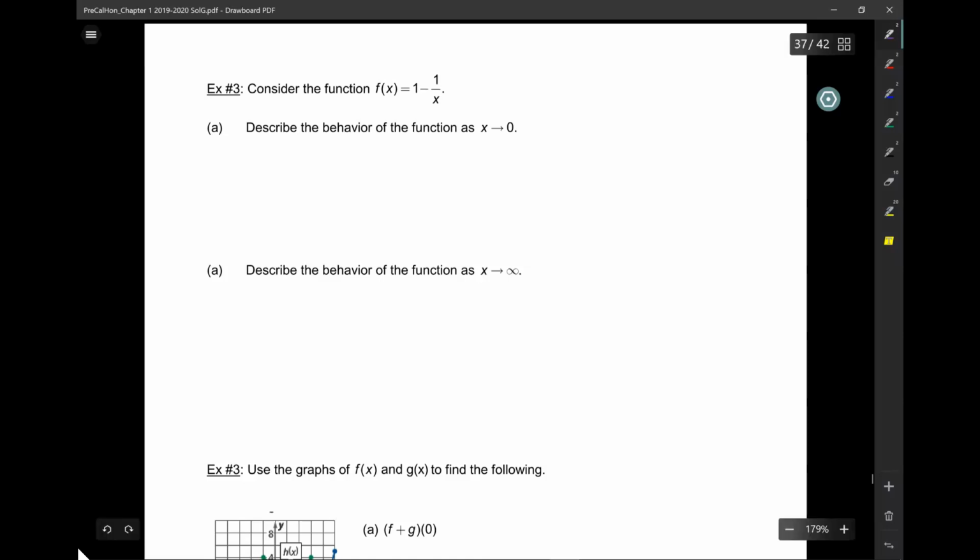You have a function here, 1 minus 1 over x. Now you are asked to describe the behavior of the function as x approaches 0. Describe the behavior, that's a limit, okay? So what you're being asked for here is the limit of this function as x approaches 0. So we want the limit of f of x as x approaches 0. Okay, that's what the question is asking for. That's how we translate that sentence into math. And so now when we plug in our given, we have the limit as x approaches 0 of f of x, which is 1 minus 1 over x.